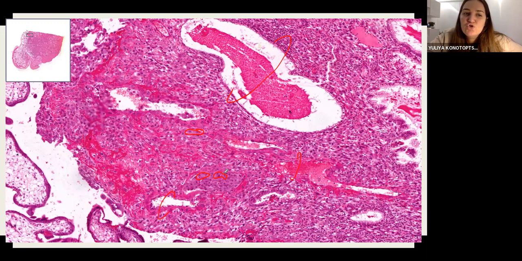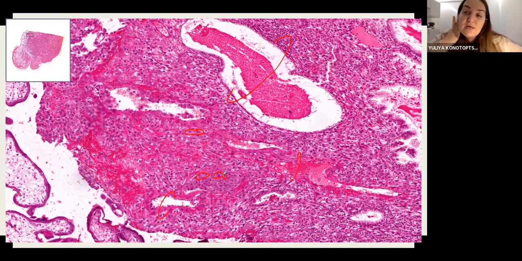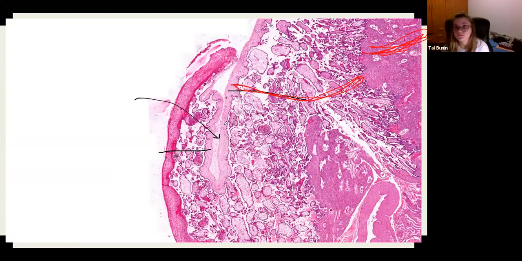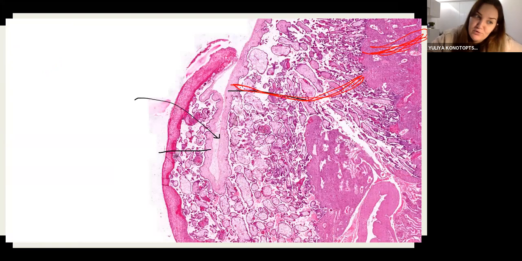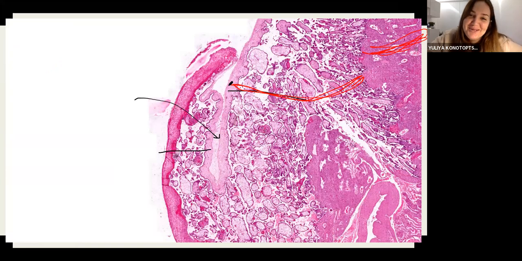They used to be called stromal cells, but now they're called decidual cells. So these cells, the basophilic ones that you can see here, they are decidual cells. Now take a look where we are. This is the decidua basalis right here, right? So what about this part? The chorion frondosum. Okay, this one.